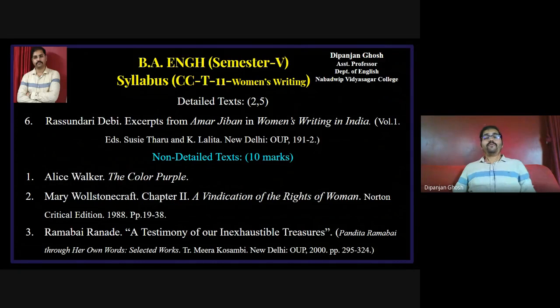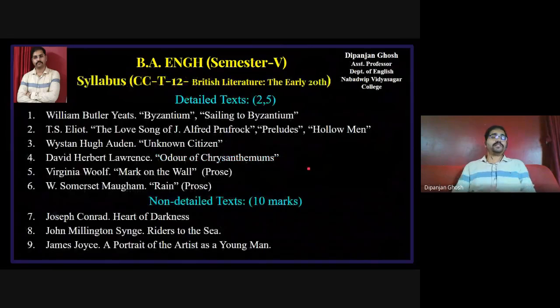Probably there will be four questions, and you have to write any two. Okay, so next we move to the next CC paper, that is the core course paper. As you can see here, these are more famous, or more renowned. These are the British literature of the early 20th century. You will find that this particular period is considered to be the modern period and modern literature.